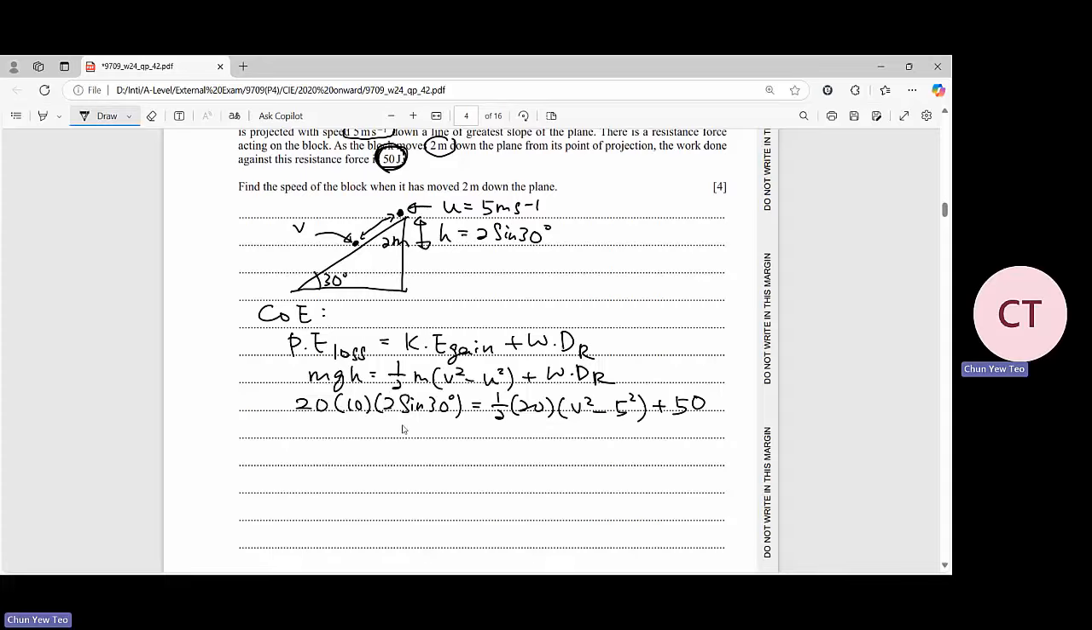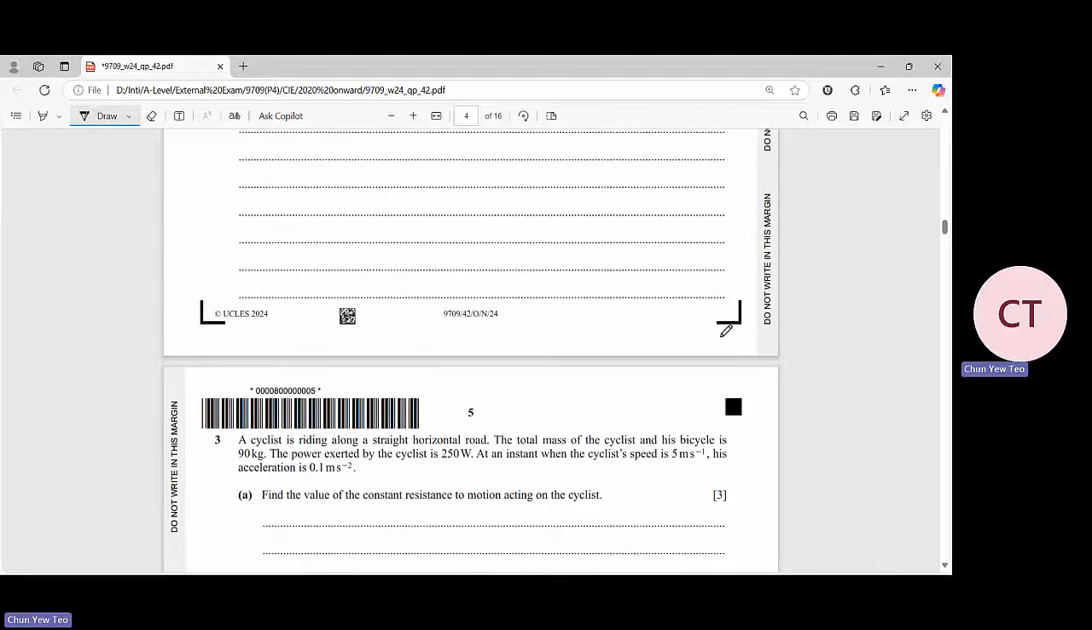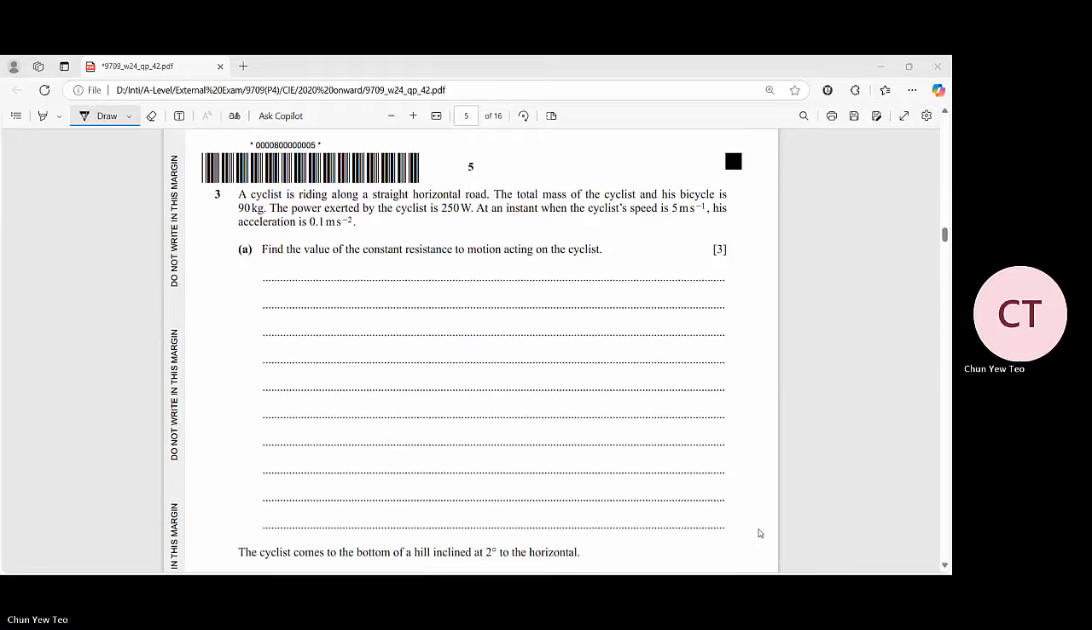So now what you need to do is just press the calculator. This will be 200 equals 10v square minus 250 plus 50. So your v square equals 40, then your v is equal to square root of 40. You can write the answer as 2 root 10 meter per second. Done, just like that. That will be the answer for number 2. And now we're moving on to question number 3.